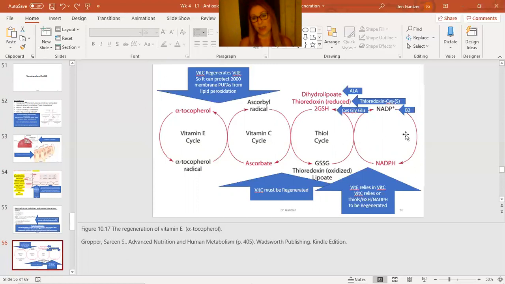And then they are all regenerating each other. So you're going to see here, this NADPH is vitally important. It's always there doing one of the regenerations of the other. Our thiol cycle is going to be any of our sulfurs. So what do we see here? We see our alpha lipoic acid, the thioredoxin, or the glutathione.